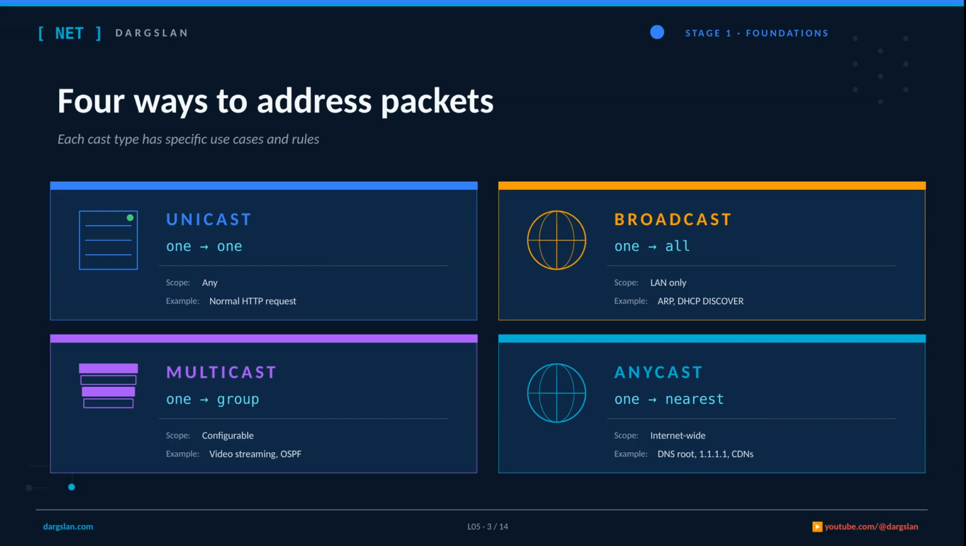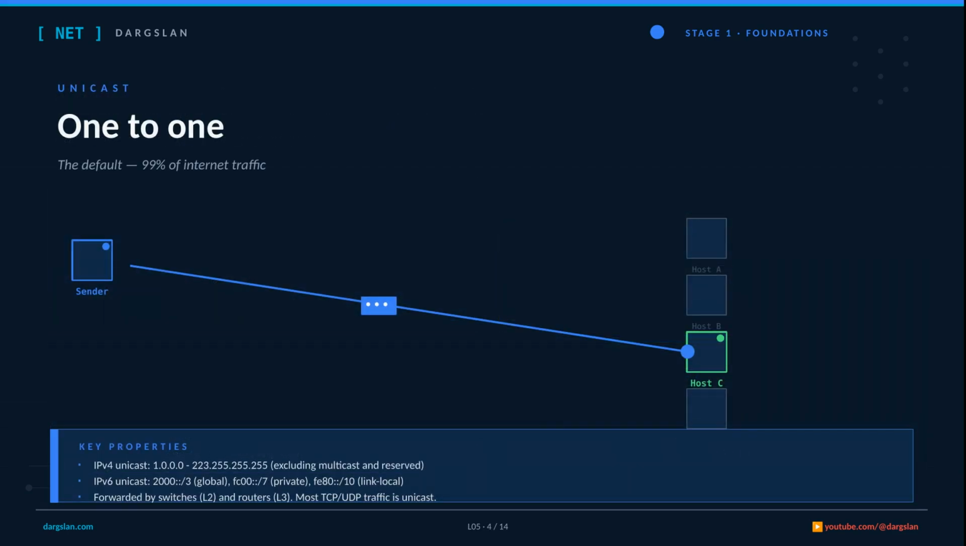1.1.1.1, and CDNs. Let's zoom in on Unicast, since it's by far the most common pattern you'll encounter, roughly 99% of internet traffic. The idea is simple. The sender picks exactly one destination, and the packet travels through switches and routers until it reaches just that host. In IPv4, that's most of the address space from 1.0.0.0 up to about 223.255, and in IPv6, it's the global 2000::/3 range, plus private and link local blocks. Every normal TCP or UDP conversation, a web request, an SSH session, a file download, rides on Unicast.